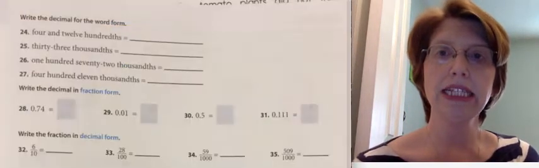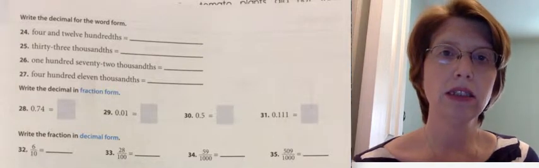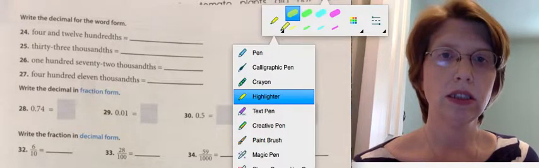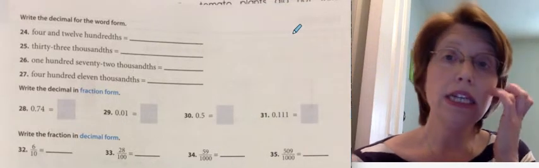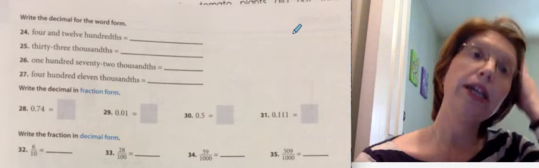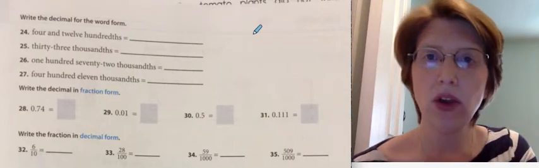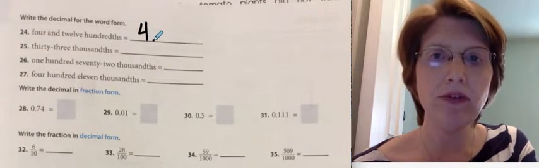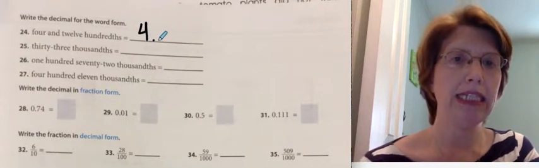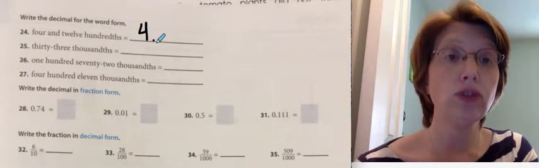Okay, let's look at the back together. Change my pen back. Okay, write the decimal for the word form. So again, if you know how to say them, then you're going to be able to write them easily. For and. Remember, and is the name for the decimal. This is and. Nice to meet you. And 4 and 12 hundredths.